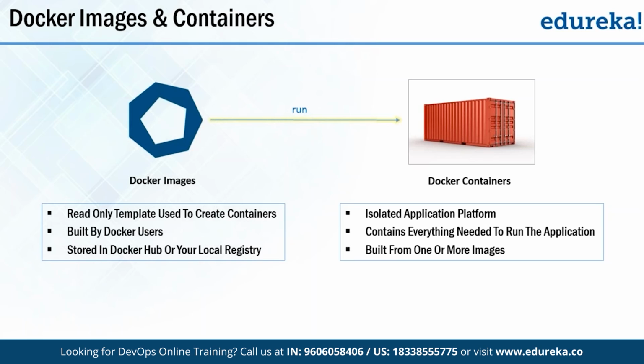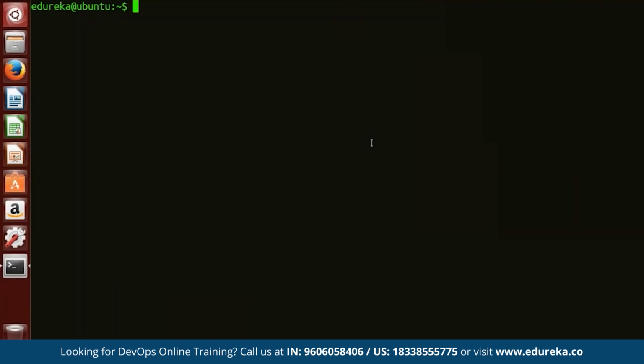Alright, so for better understanding of Docker images and Docker containers, on my Ubuntu box, I'll pull a CentOS image and I'll run a CentOS container in that. So let us move forward and first install Docker in my Ubuntu box. So guys, this is my Ubuntu box. Over here, first I'll update the packages. So for that, I'll type sudo apt-get update.